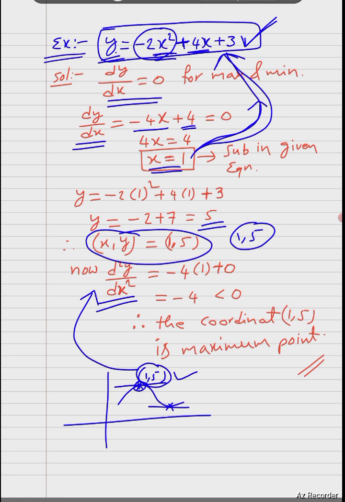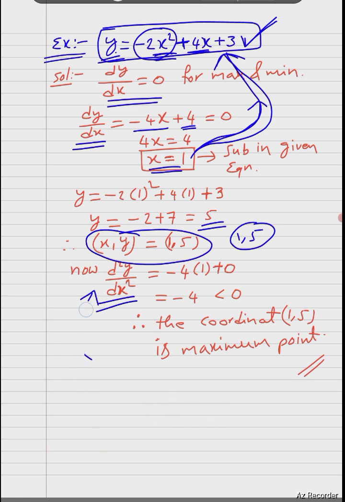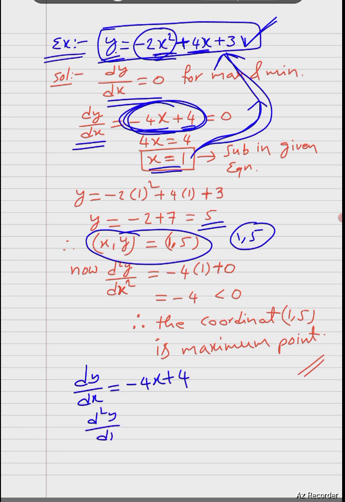Okay. Now let us find the double derivative, d²y/dx². Okay. We already have dy/dx. How much is that? dy/dx is minus 4x plus 4. Now what is d²y/dx²? Means do the derivative once again. For 4 derivative is 0. So minus 4x is minus 4 times of 1. Okay, it is minus 4, which is less than 0.